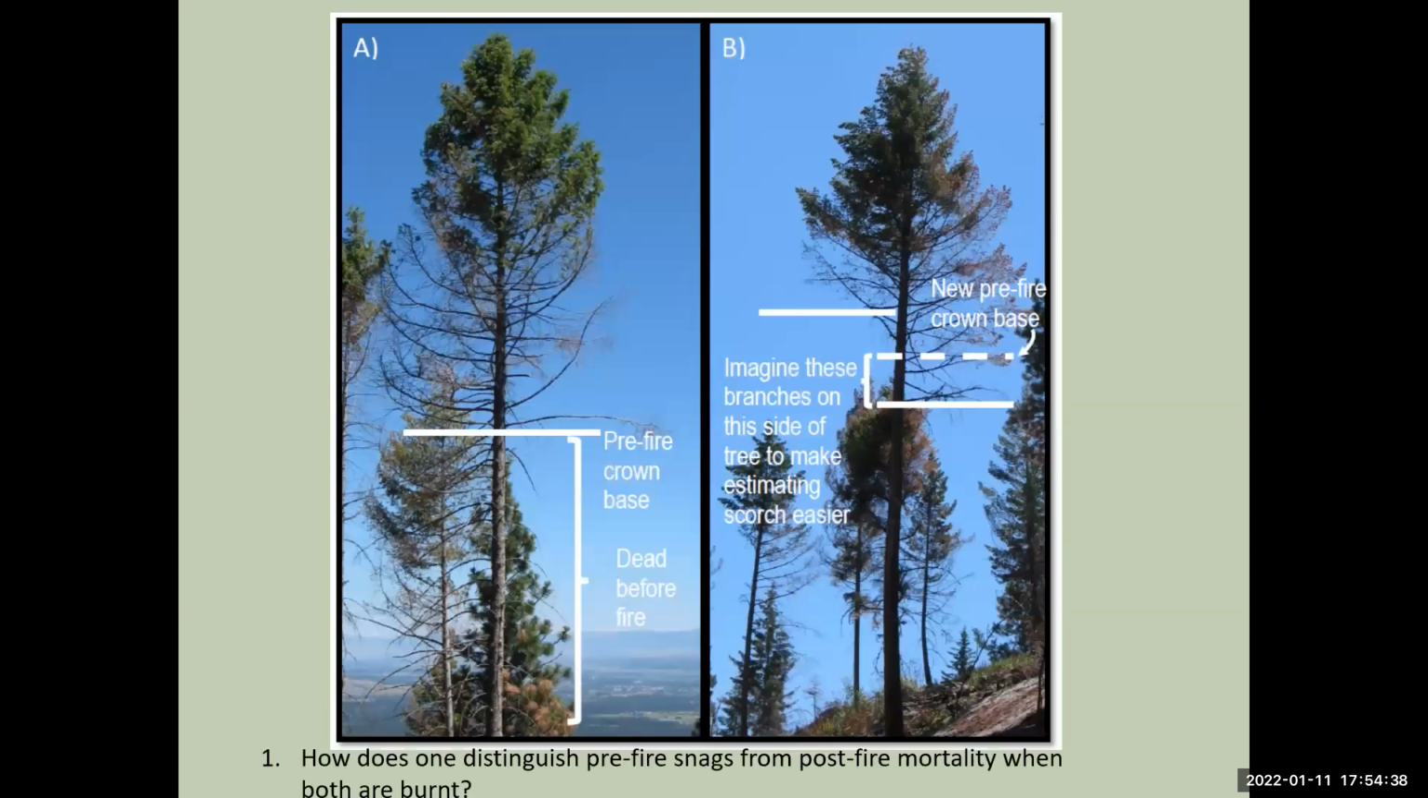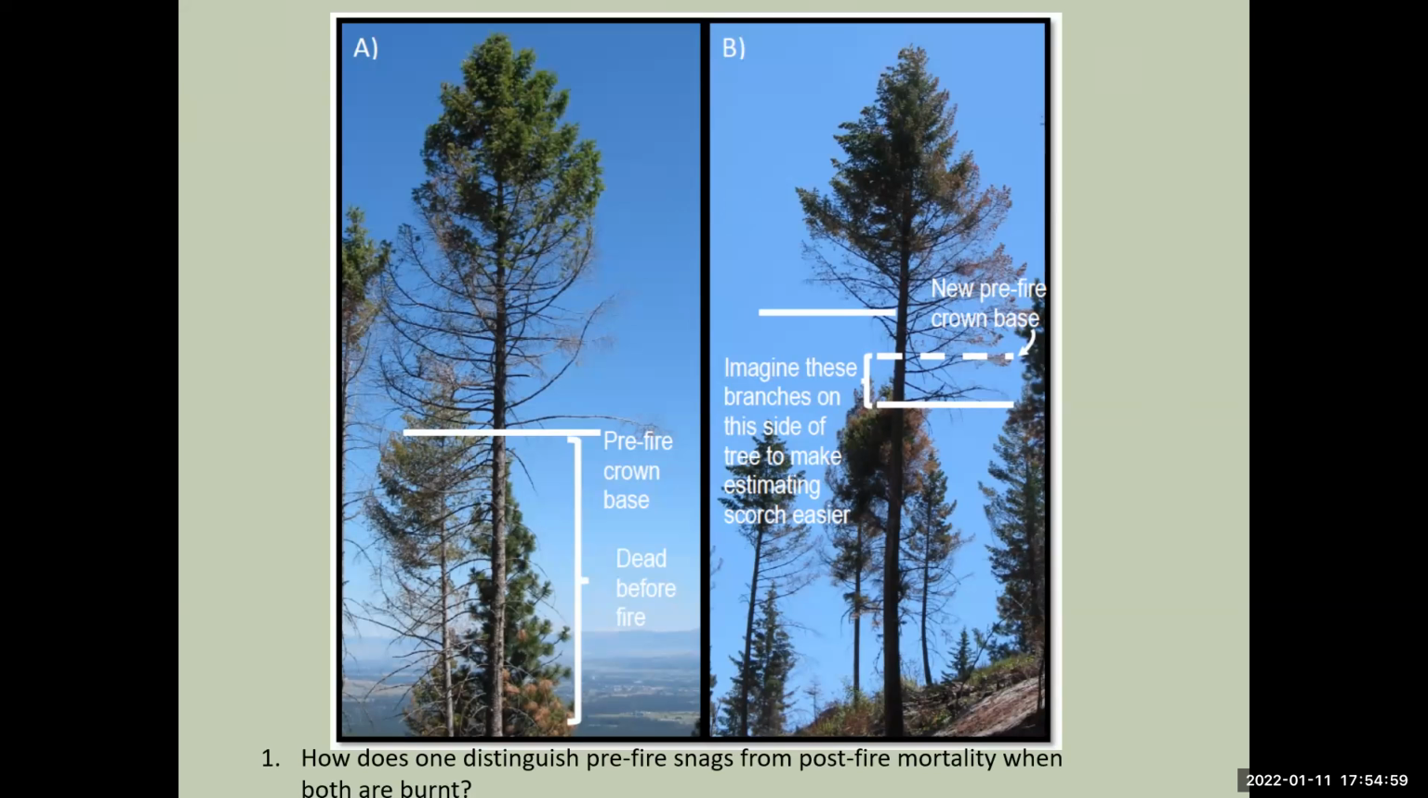And then putting this to work in the field, one of the most important things, and it's the first thing you need to do when assessing crown, is you've got to come up with an accurate pre-fire crown base. And we do that by trying to figure out what part of that crown, looking at the tree on the left here, was alive prior to the fire.